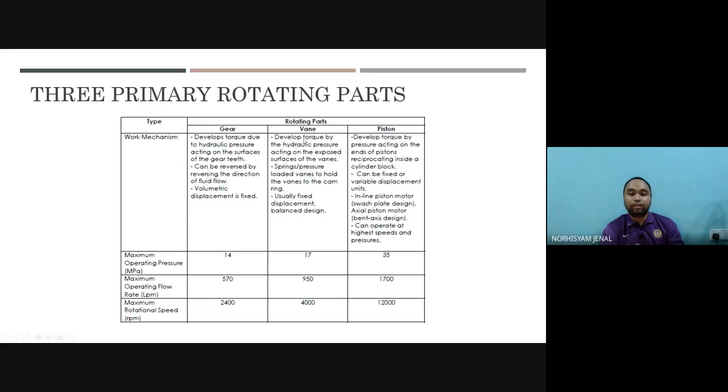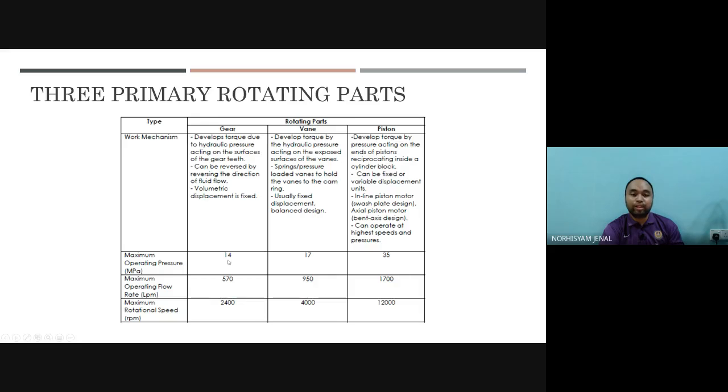Alright, for the vane motor, it develops torque by the hydraulic pressure acting on the exposed surface of the vane, spring pressure loaded vanes hold the vanes, fixed displacement, balanced design. And the last one is piston, which develops torque by pressure acting on the end of the piston, can be fixed or can be varied. The inline piston motor and axial piston motor can operate at high speed. These three have the same idea as the pump.